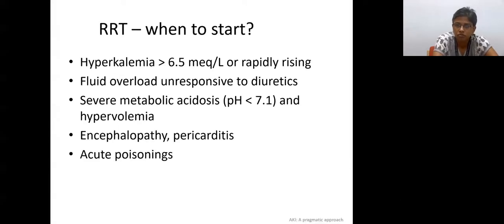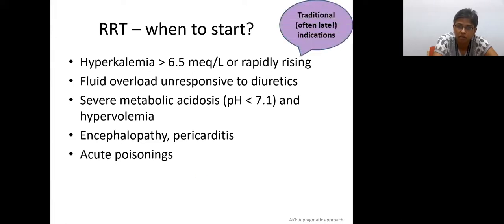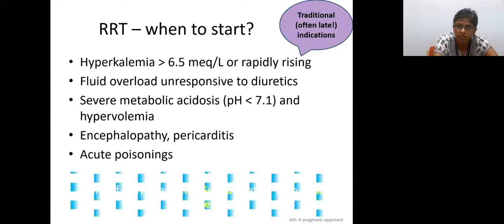Okay. When should you start renal replacement therapy? These are what we would call hard indications. Hyperkalemia, potassium rapidly rising, for example, you may see this in tumor lysis, or hyperkalemia not responding to your conventional measures, fluid overload not responding to diuretics, severe metabolic acidosis, hypovolemia, a patient who has got pericarditis, encephalopathy, and any acute poisoning with AKI, you should, and many acute poisonings, even without AKI, you would use dialysis if they can be removed by dialysis. Okay, but often these are late indications.